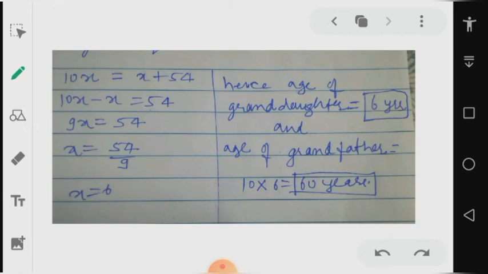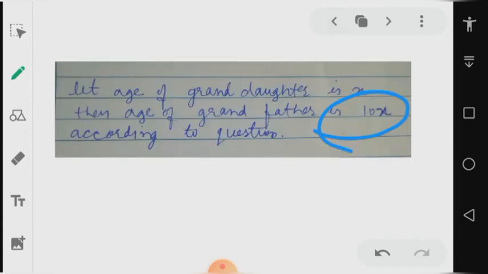Now we have solved this question, and it was quite interesting, but it was lengthy, and there may be some mistakes made by us. So to make sure the answer is correct or not, we have to cross check. That is called the checking process. Now the age of granddaughter is 6 years and that of grandfather is 60 years. You can see that 60 is 10 times 6.